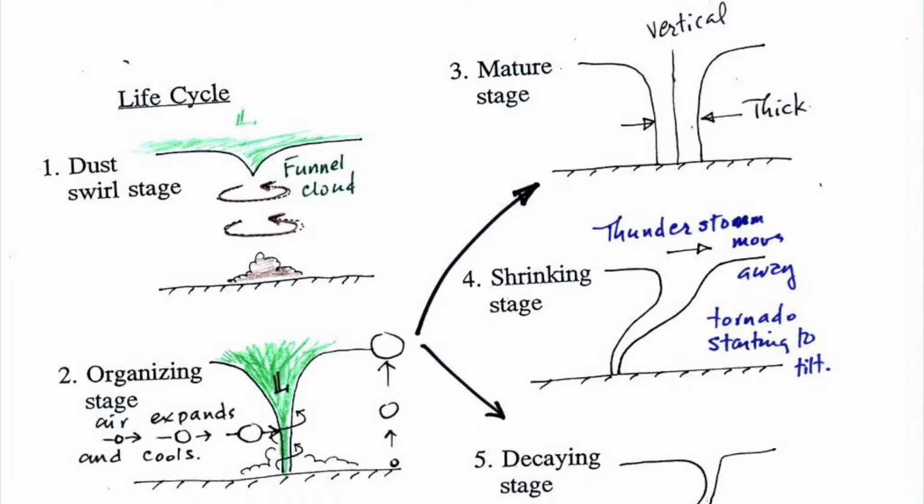Second is the organizing stage. This is when the tornado base will begin to expand as the air around it cools and the air inside of the tornado is heated up. We get to one of the next 3 stages based on the wind speed.